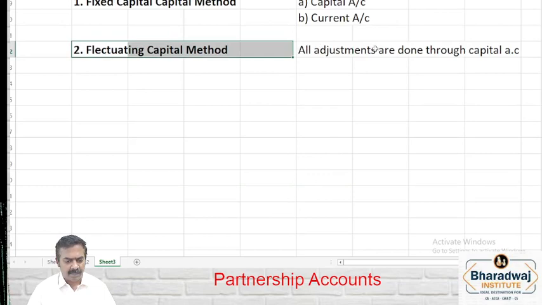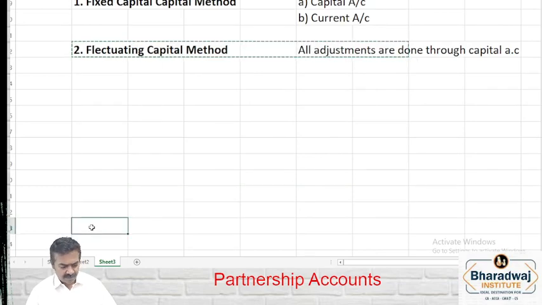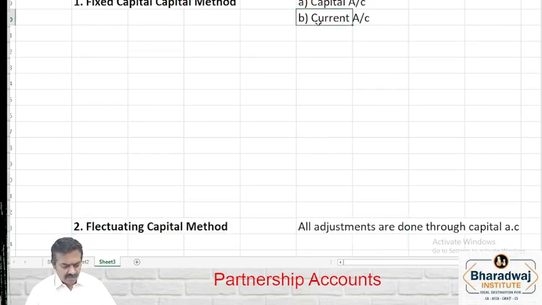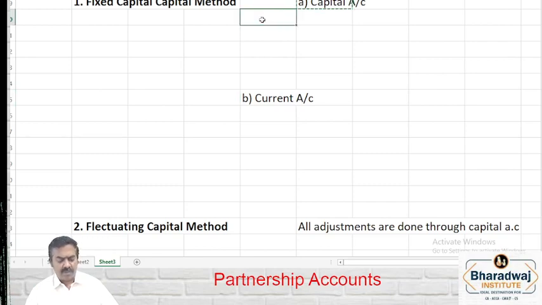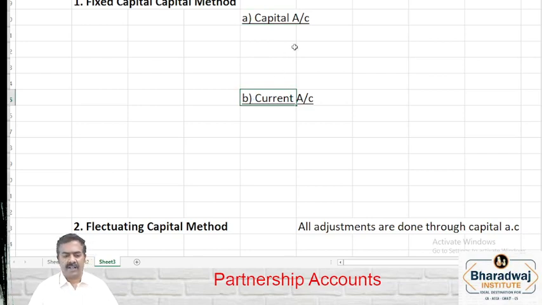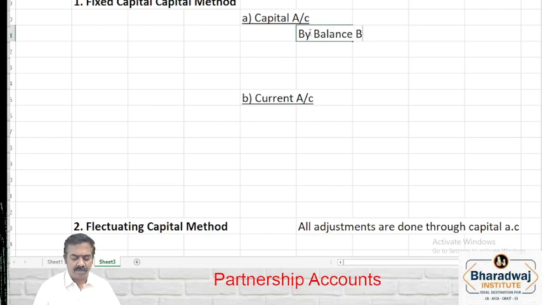I said no need to copy this yet, I'll give you time to copy. Now, under the fixed capital method, we maintain two accounts: the capital account and the current account. Capital will have which balance, credit or debit? Accounting-wise we follow the rule, credit the giver. When a person gives money, it will have a credit balance. So it will be shown as by balance brought down, like an opening balance.